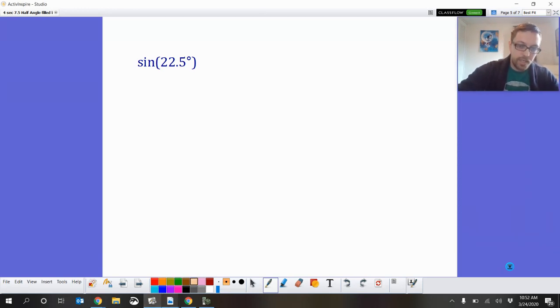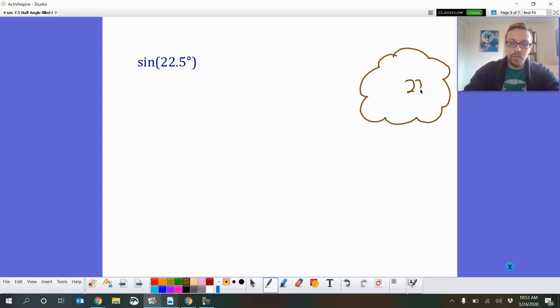So I'm once again going to think about 22.5. We want something divided by 2 to equal 22.5. Or you could reverse it and just do 22.5 times 2, and that'll tell you what thing we want to put up top. It's 45 degrees. 45 degrees divided by 2 gets us 22.5 degrees. We're doing half angles today, so it makes sense to divide by 2.